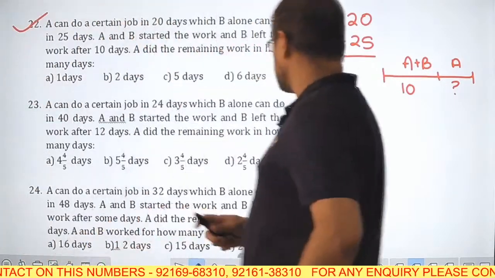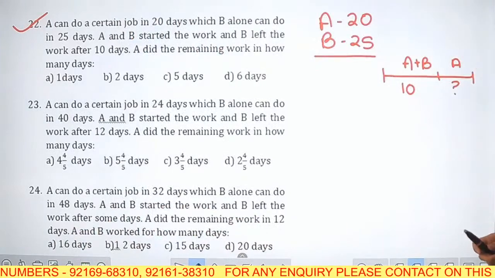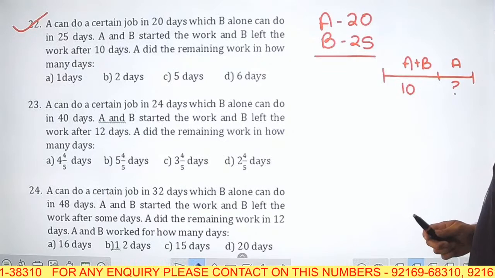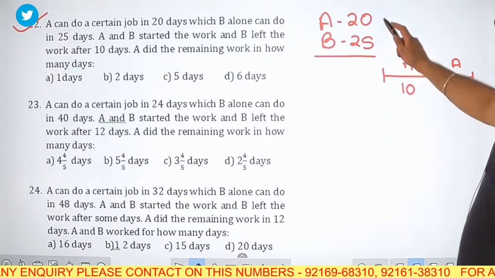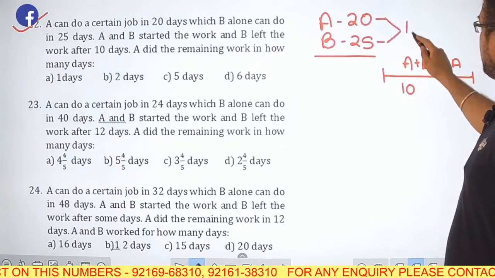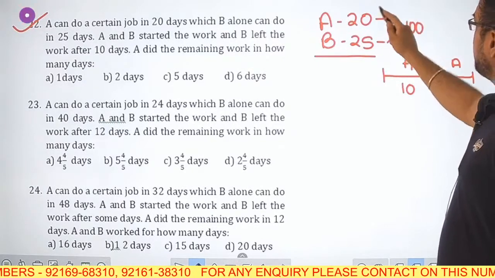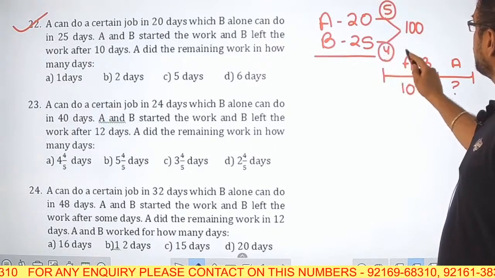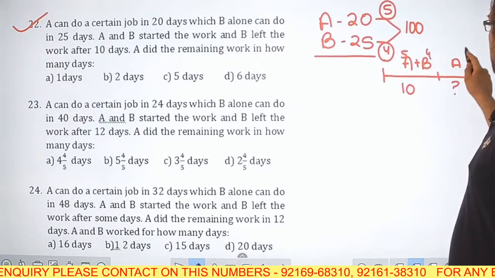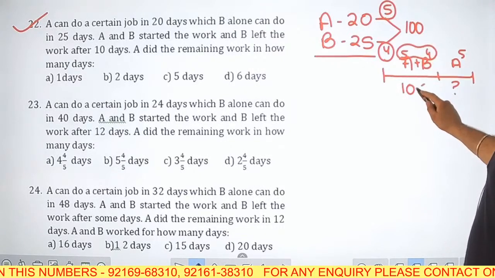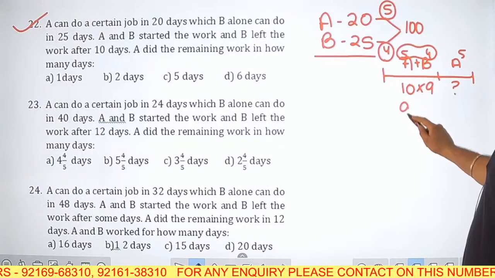Yes, students, tell me. So A does the work in 20 days and B in 25 days. We take the LCM of both. This is 100. 100 divided by 20 is 5, and 100 divided by 25 is 4. So this is 5, this is 4, and together that is 9 per day, and in 10 days they will do 90.